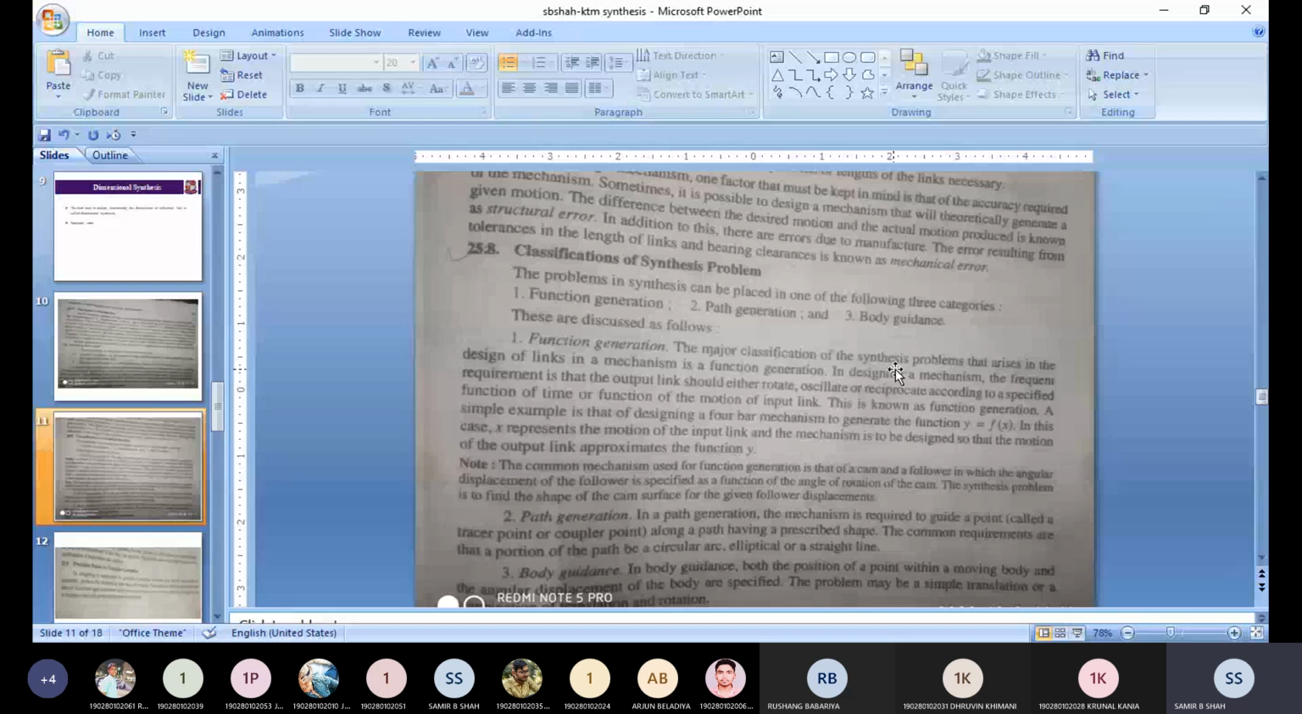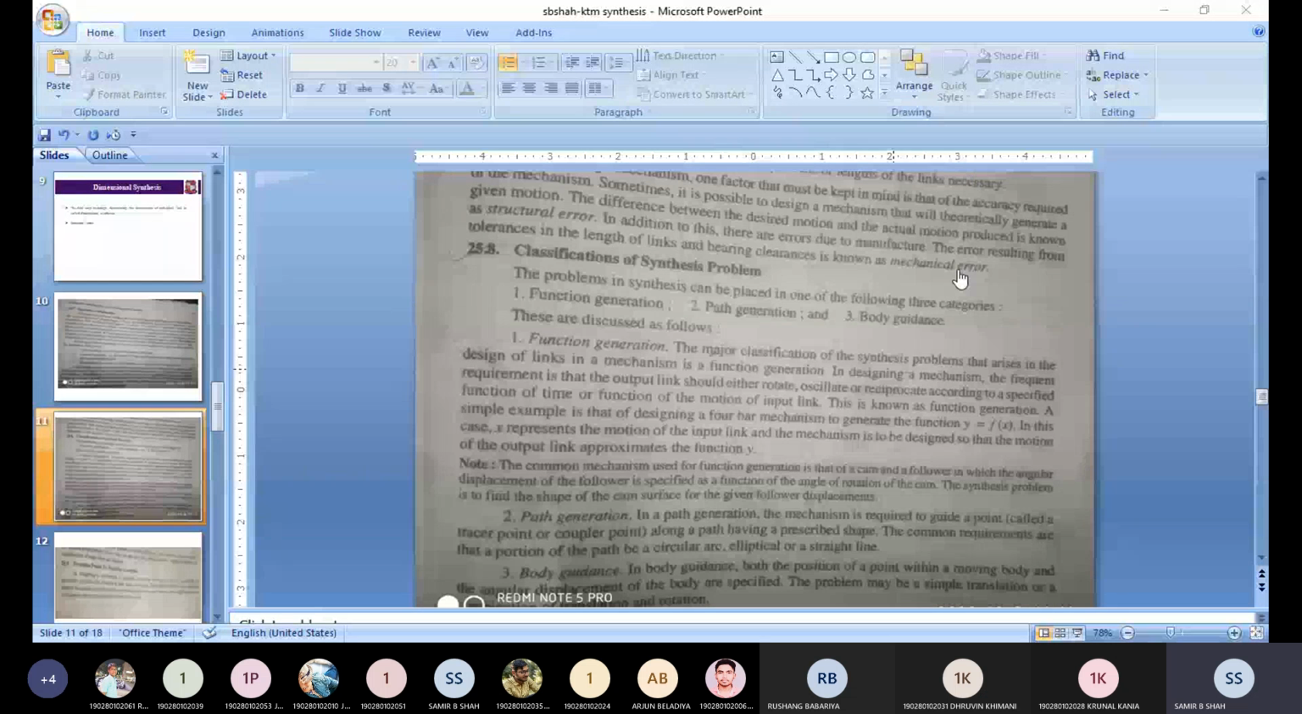And last but not least, body guidance. In body guidance, both the position of a point within the moving body and the angular displacement of the body are specified. The problem may be simple translation or a combination of translation and rotation.